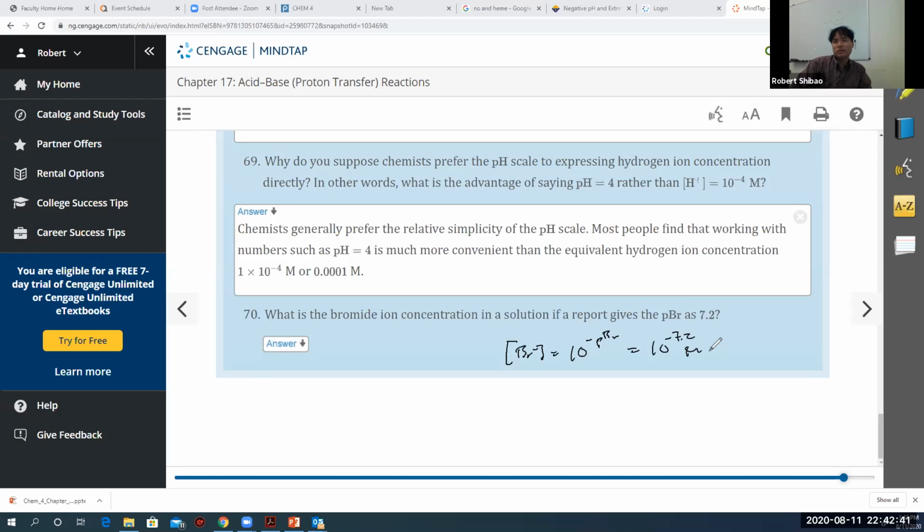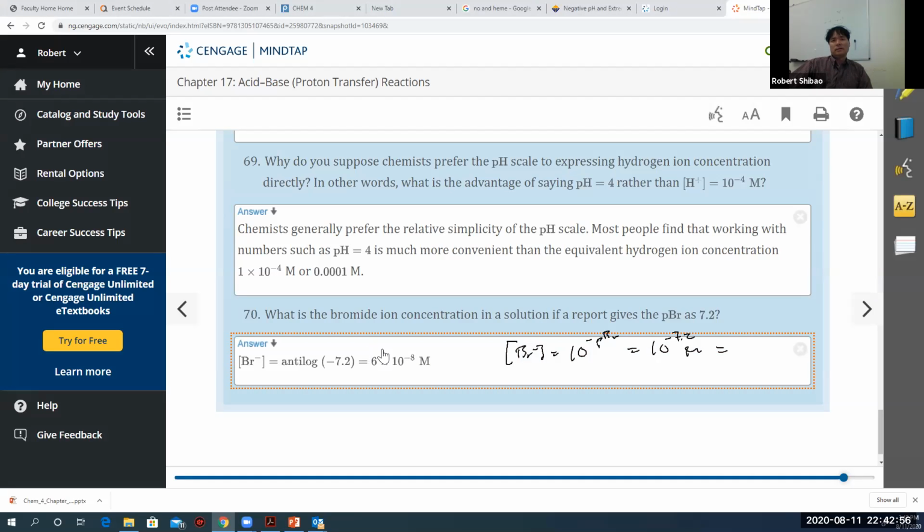This one we have to punch in our calculator. So we punch that in our calculator. Get this. How many sig figs? This is allowed 1 sig fig, so they just rounded it to 1 sig fig.